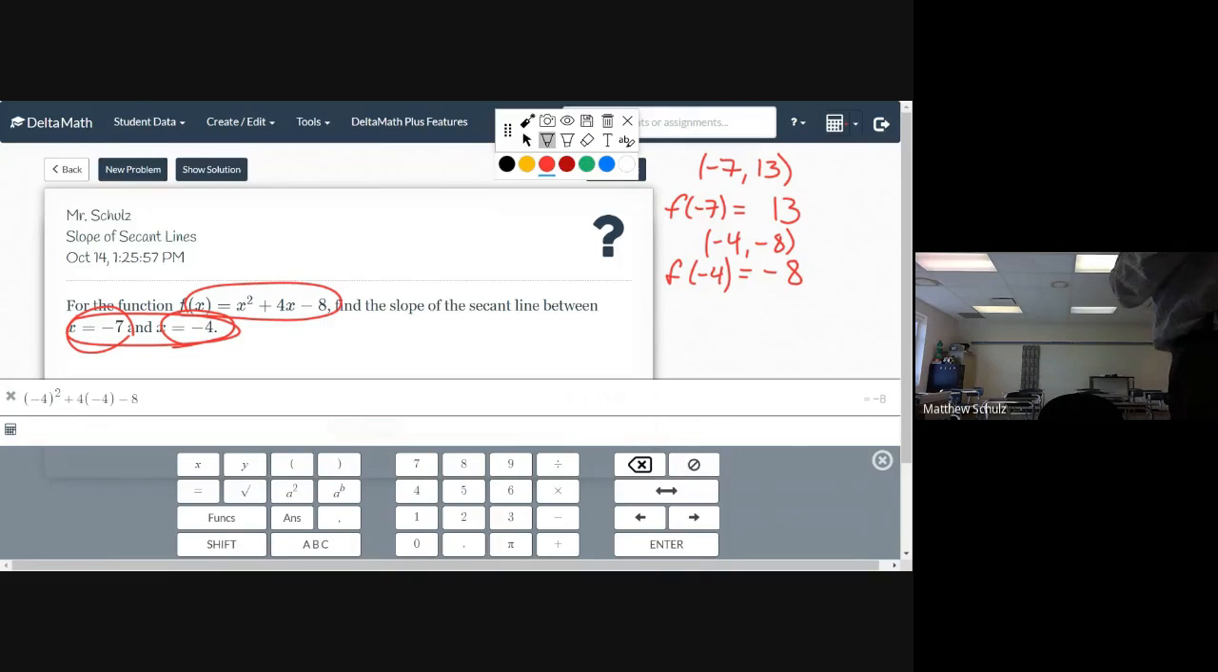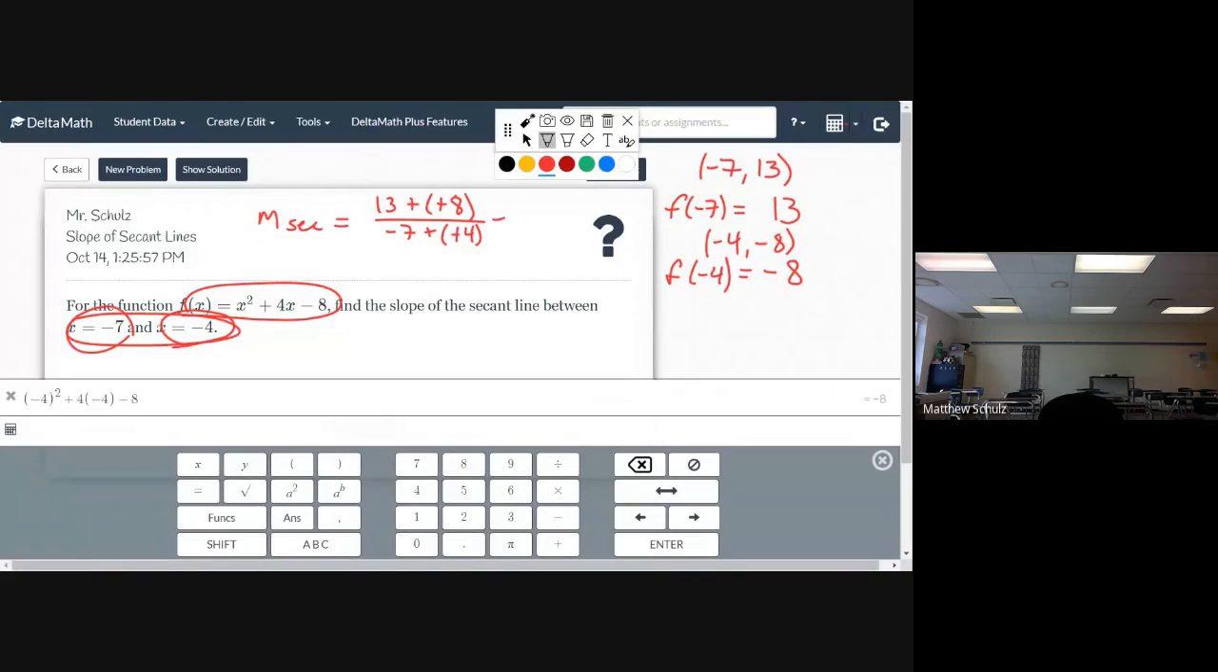Okay, so when we use the slope of a secant line, it's m sec. And we can use either one of these two points. It doesn't really matter which point we use first. Preferably, we go from left to right. So it's going to be the y value, 13 minus -8, divided by -7 minus -4. And when we simplify this, we want to make sure that we're changing the signs whenever we subtract a negative.